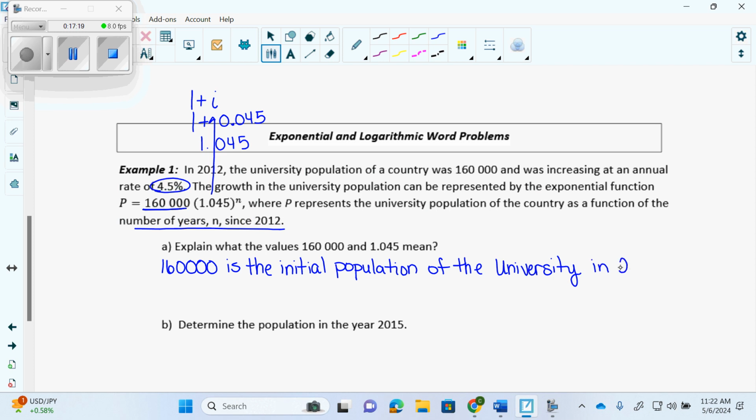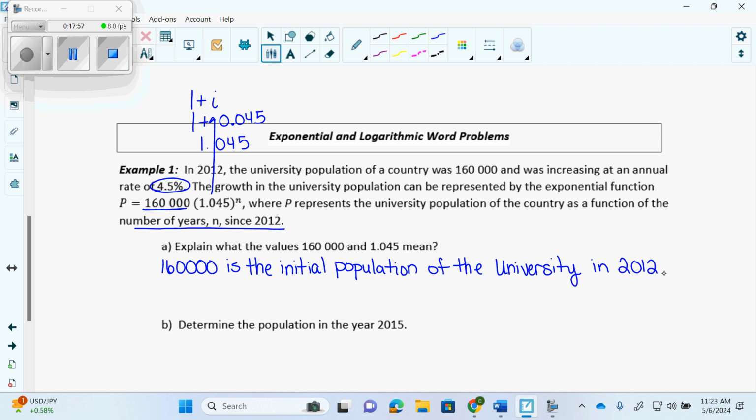In 2012. Okay. And what does the 1.045 mean? Well, 1 is what in percent? So 0.045 is 4.5%, correct? What is 1 in percent? If 4.5% is 0.045 in decimal, what is 1 in percent? 1 is a decimal. What is it in percent?